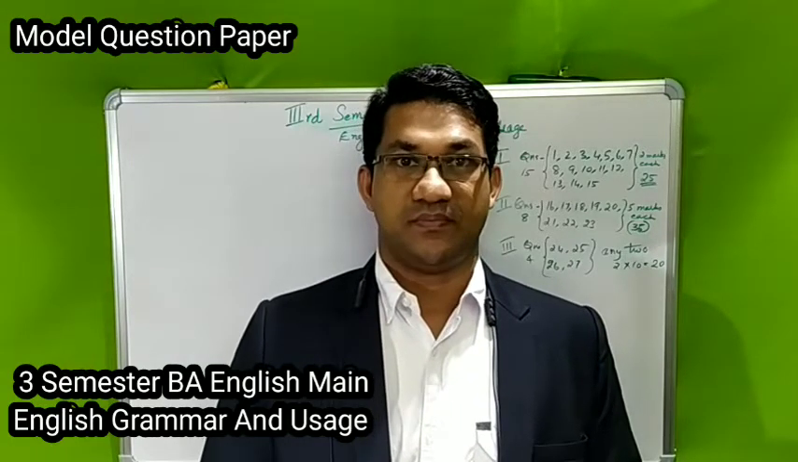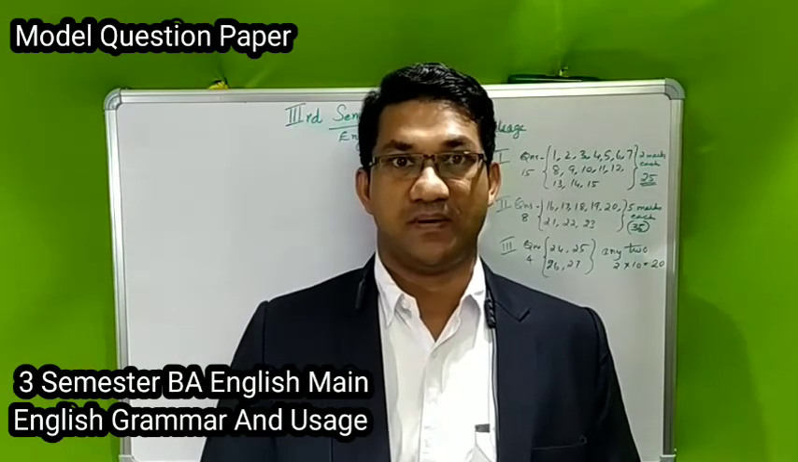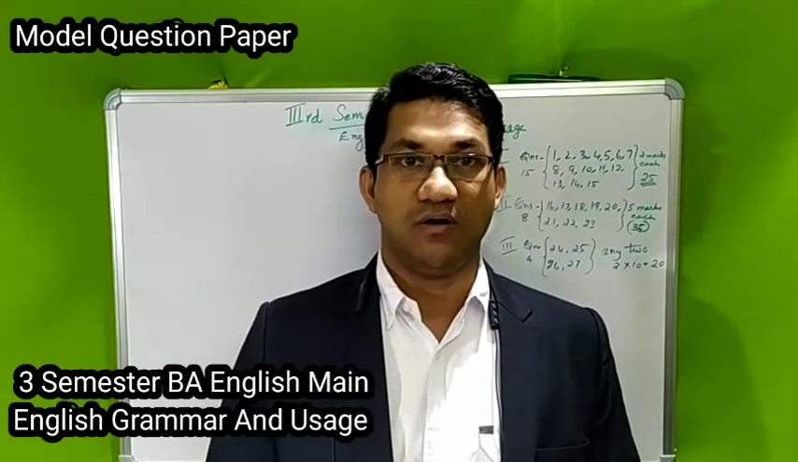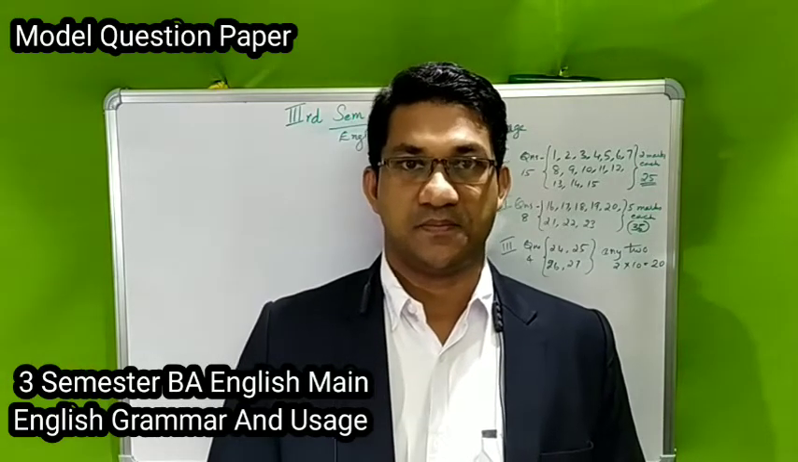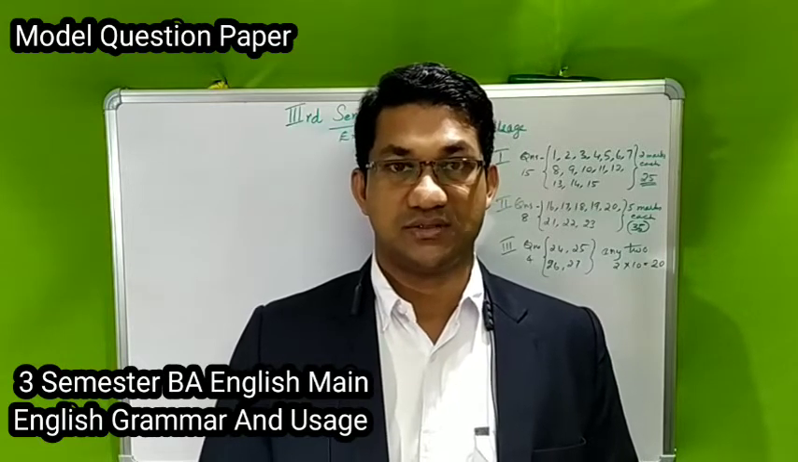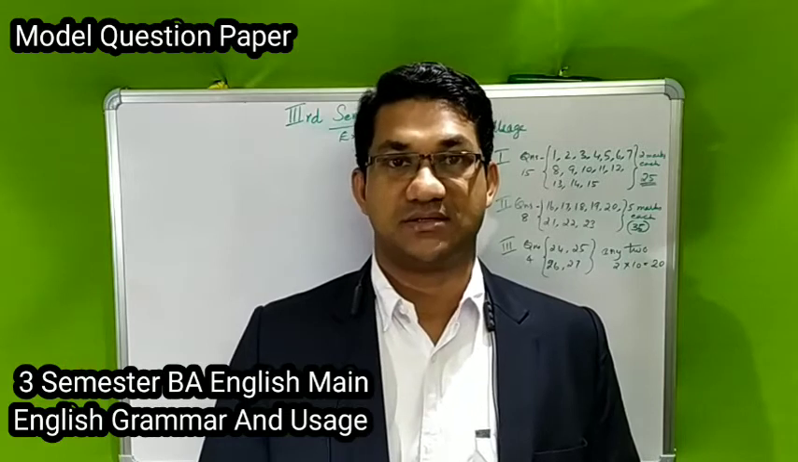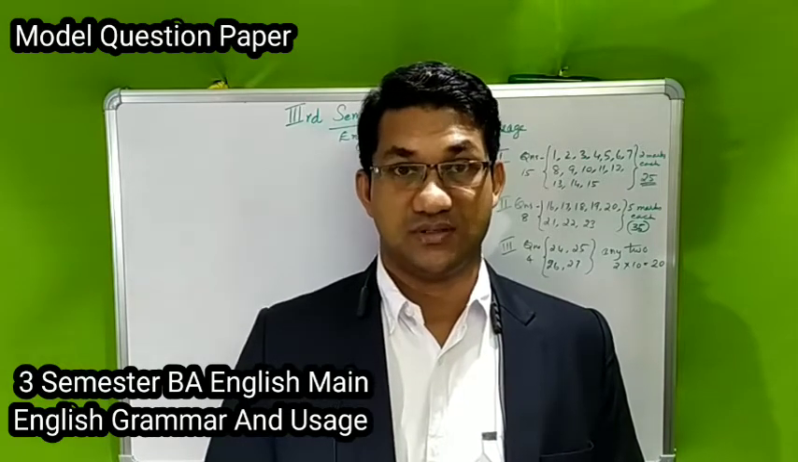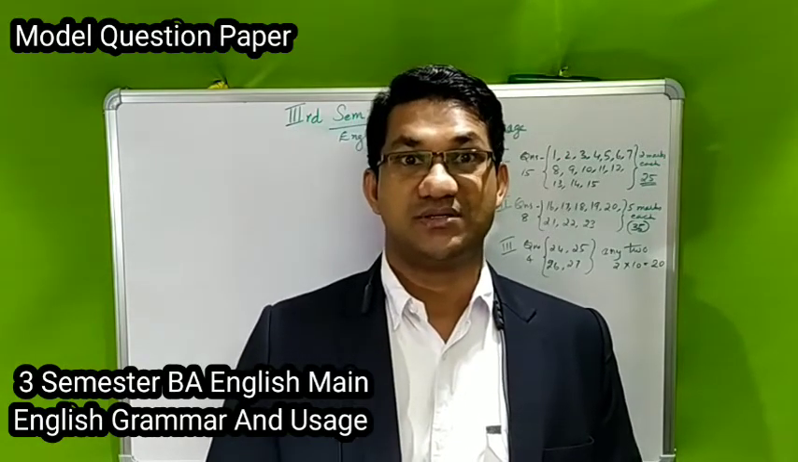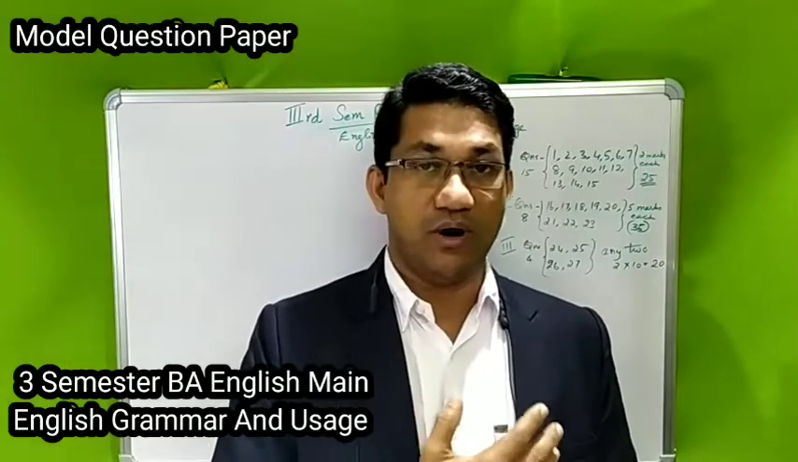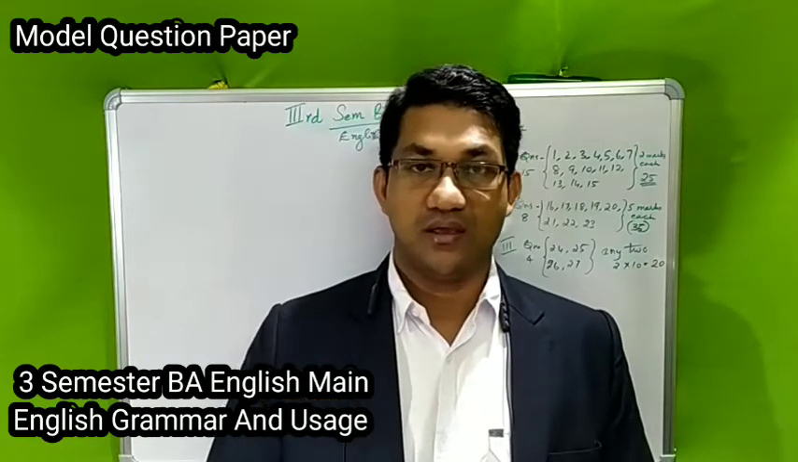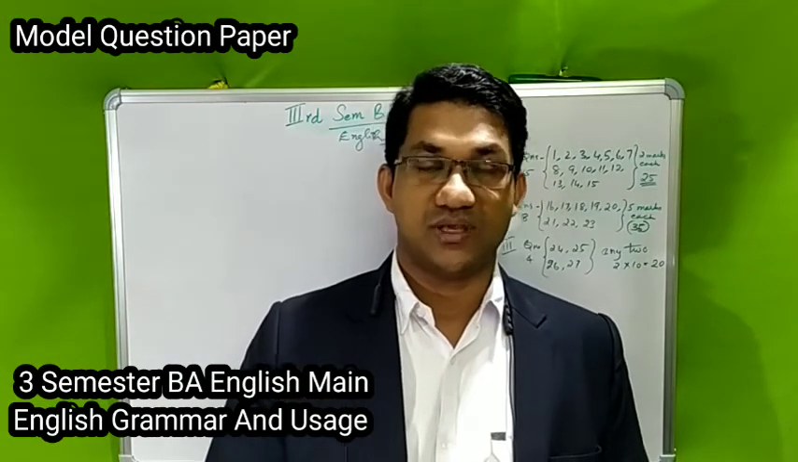Today we discuss the model questions of the third semester BA English main students of the colleges of University of Calicut. We have to understand the pattern of questions, and after that we will look at some of the possible questions that can come for the examination. I have written the pattern of questions here on the board. We have three types of questions: section A, section B and section C.